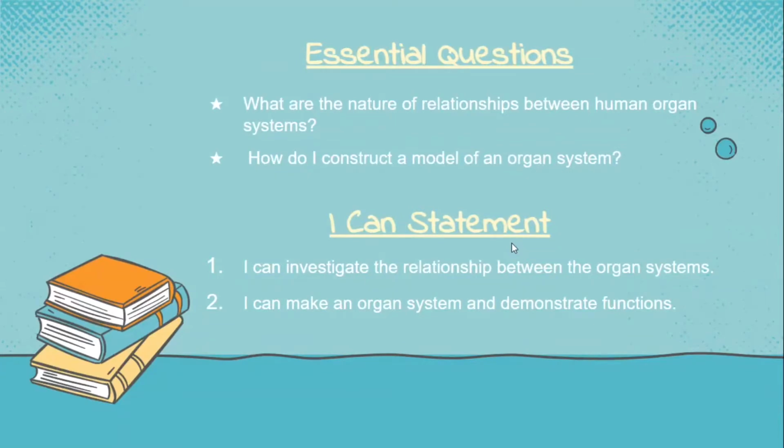Essential questions. What are the nature of relationships between human organ systems? How do I construct a model of an organ system? I can statement. I can investigate the relationship between the organ systems. I can make an organ system and demonstrate functions.